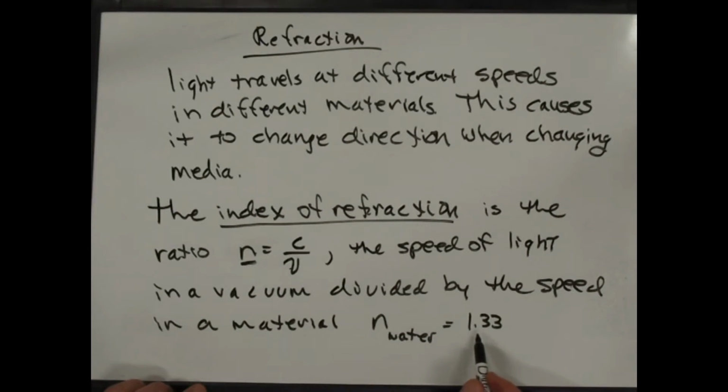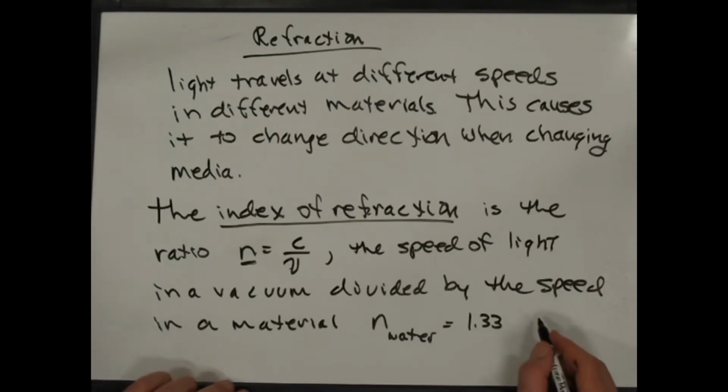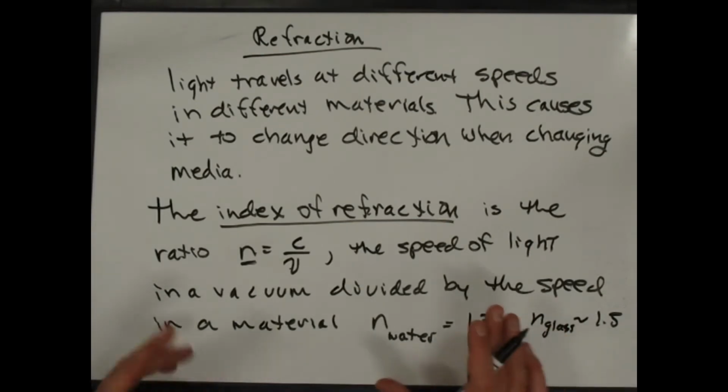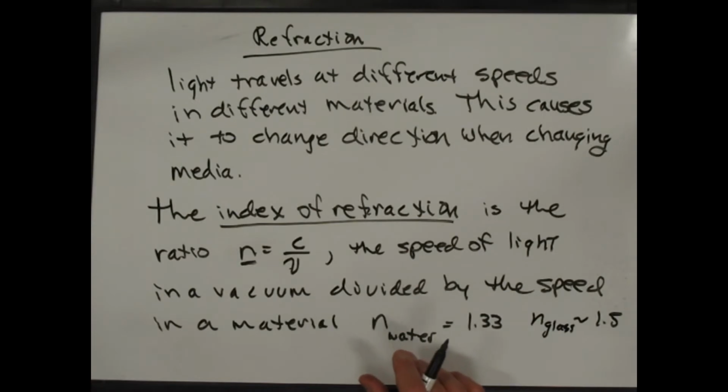Water has an index of refraction of 1.33. That means that the ratio of the speed of light in a vacuum to water is 1.33, or about 4 to 3. And so instead of being 3 times 10 to the 8th meters per second, the speed of light in water is about 2.25 times 10 to the 8th meters per second. Glass has a wide range of numbers, but a typical number is about 1.5. Diamond is around 2. It turns out the higher your index of refraction, the more bending you get. And I'll talk about that in a second.